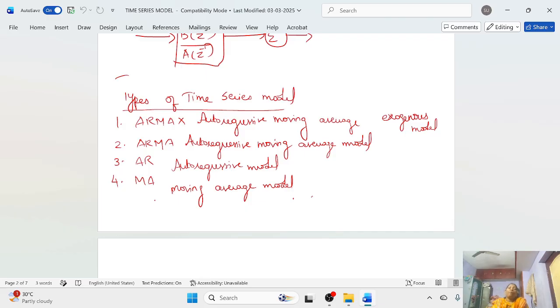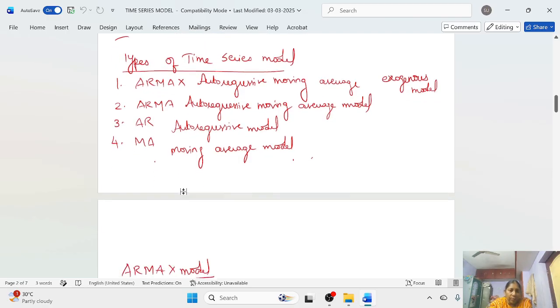So now we have four different types of time series model. Those are ARMAX, which is called auto-regressive moving average exogenous model. Second one is ARMA, which is auto-regressive moving average model. Third one is AR, which is auto-regressive model. And fourth one is MA, which is moving average model. So these are the four different time series models available. One by one we are going to see.